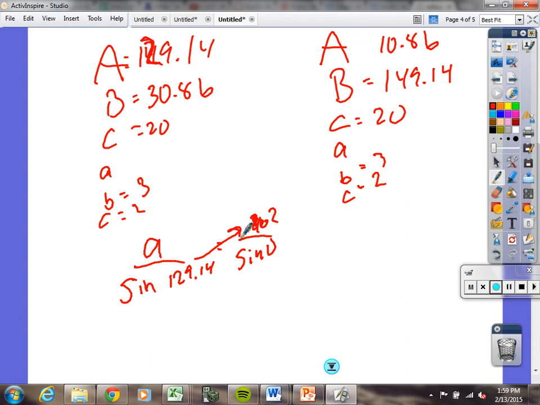Okay, here I have A over sine of 129.14 equals 2 over the sine of 20.